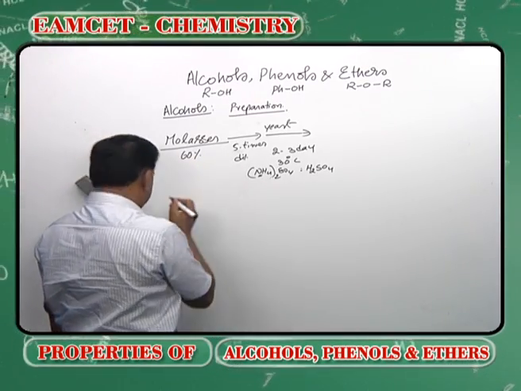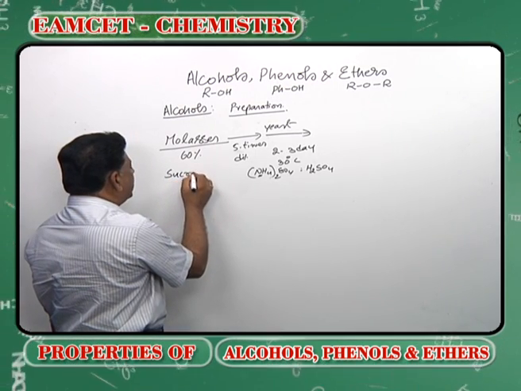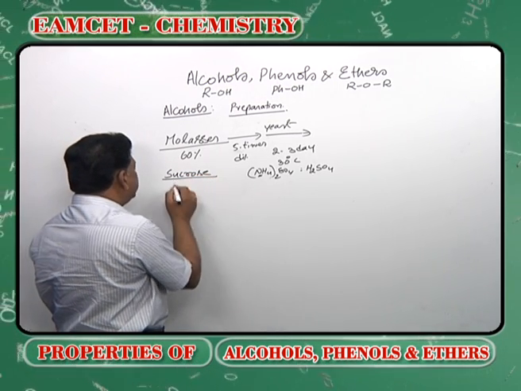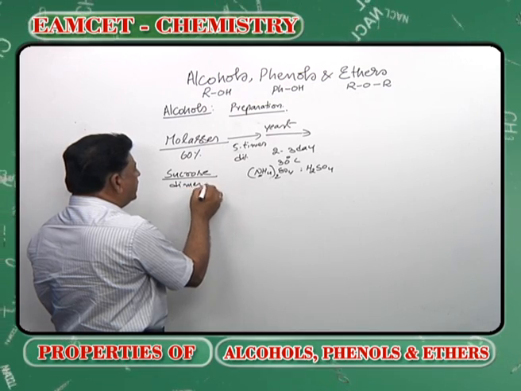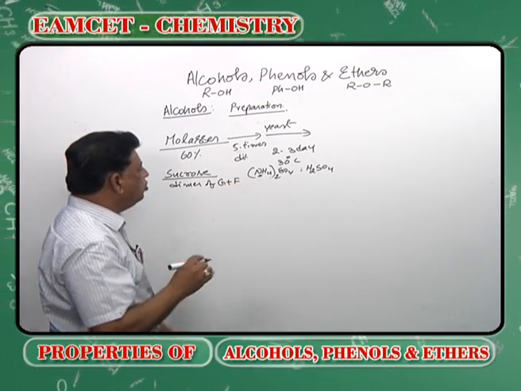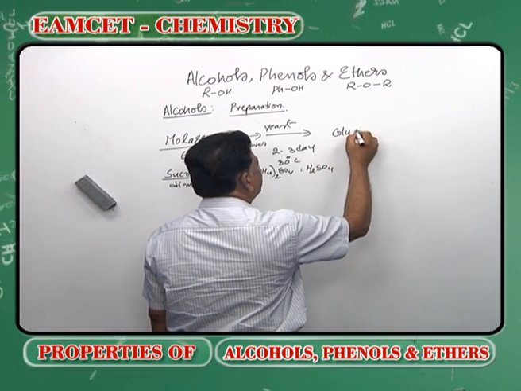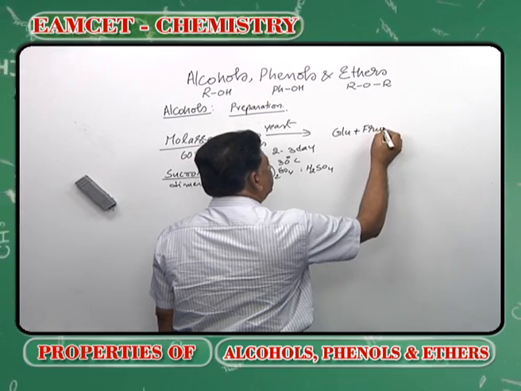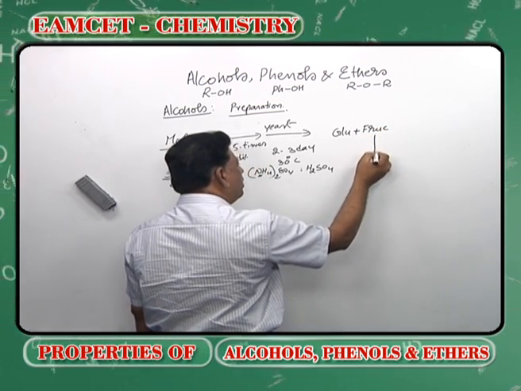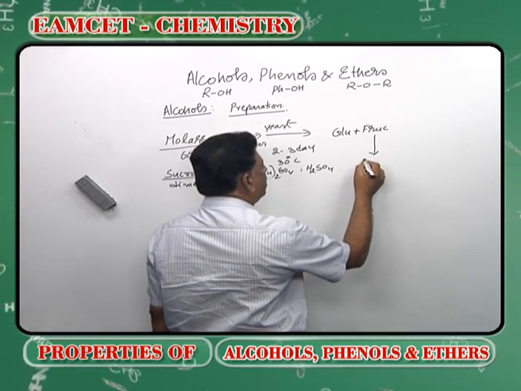What the molasses contains is sucrose. Sucrose is nothing but a dimer of glucose and fructose. So this sucrose is going to hydrolyze, and you will get glucose and fructose. Both these molecules further ferment to give ethyl alcohol.